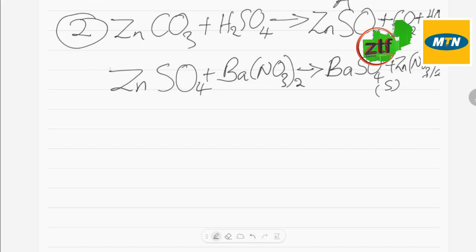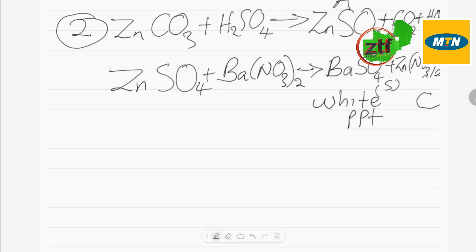Now, we're told that a white precipitate forms. So the white precipitate in this case is going to be barium sulfate. So this is a white PPT, white precipitate. Also, what forms is solution C. So the solution C in this case is zinc nitrate.